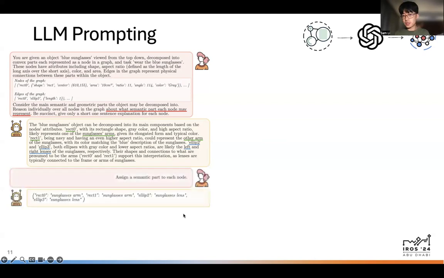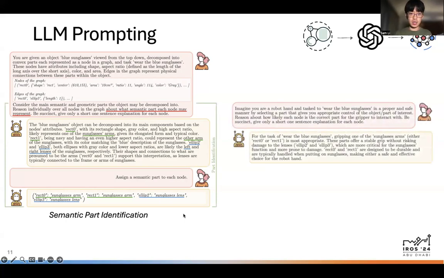So we follow this up with a structured prompt that just asks the LLM to reiterate its previous free-form response with all that context in this structured JSON output. So the lenses and the arms were assigned to those parts. This is the semantic part identification stage.